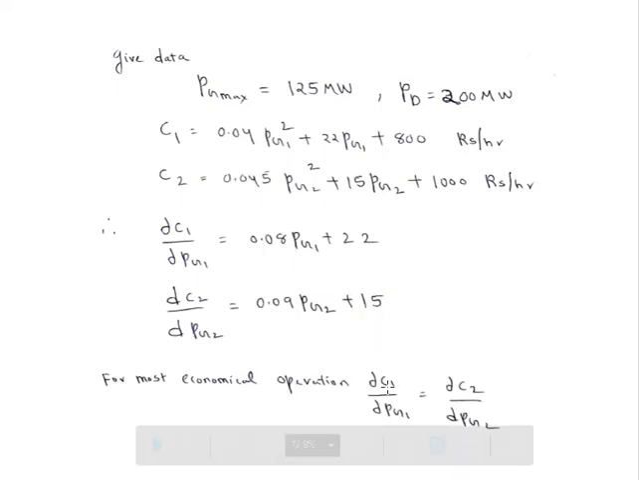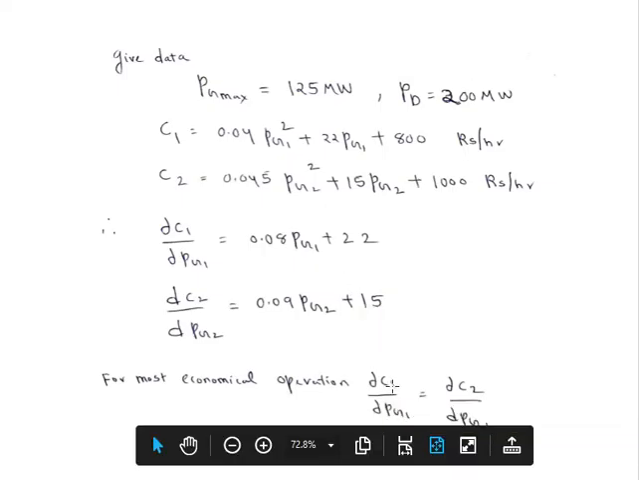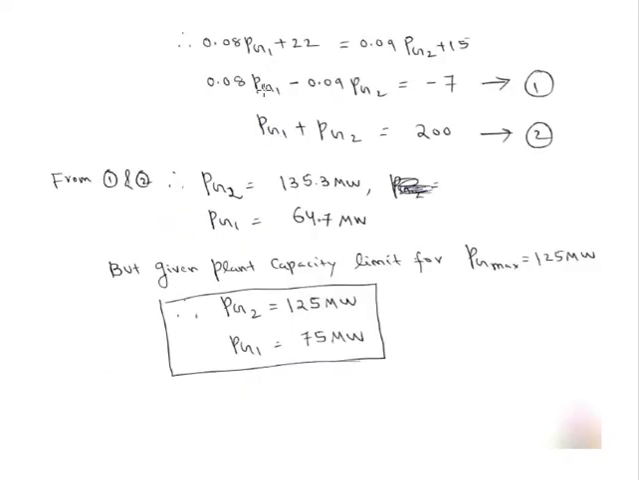simultaneously. So for the most economical operation, you need to equate both the equations. Then we will get equation number 1. And already we know that the equality constraint is that power generation is always equal to the power demand for lossless transmission lines. So automatically Pg1 plus Pg2 equals 200 megawatt.